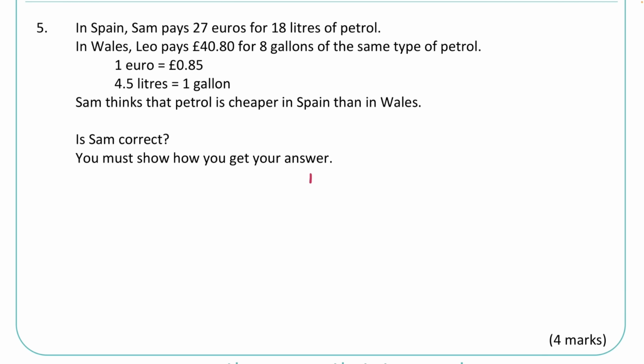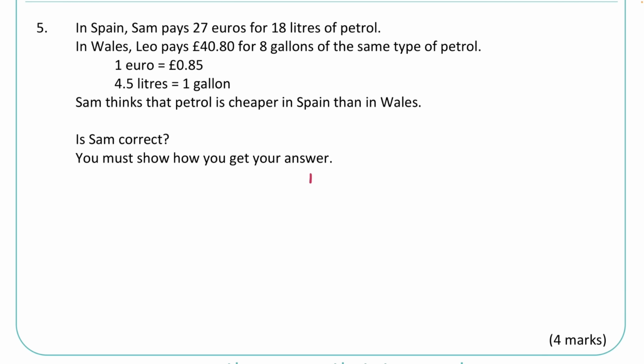So for Sam, he pays €27 for 18 litres. Now typically for questions like this, I would always convert this into my home currency. So for us that's in pounds. So for this one here, we are going to do 27 multiplied by 0.85. That's going to turn it into pounds. We can do that on the calculator. So 27 times 0.85, that comes out as £22.95.